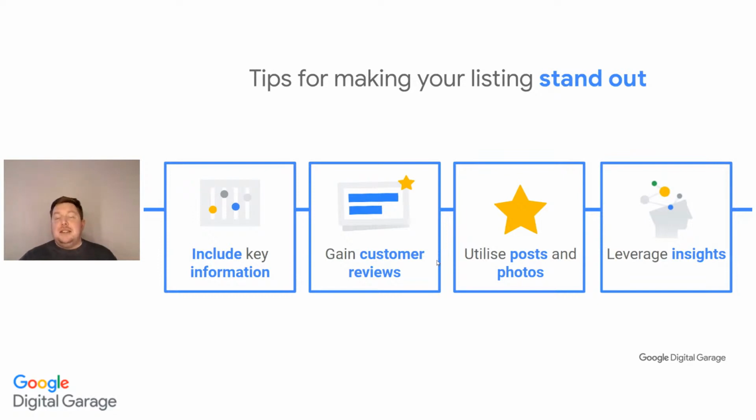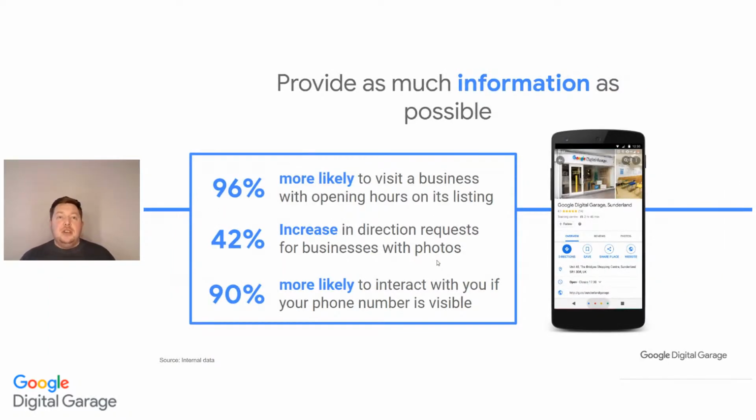And leverage insights. So if you've got the insights section on your Google My Business, you'll see this. So provide as much information as possible. 96% more likely to visit businesses with opening hours listing. 96. Please put opening hours on there. 42% increase in direction requests for businesses with photos, because it proves that you've spent that time just to add a photo or two.